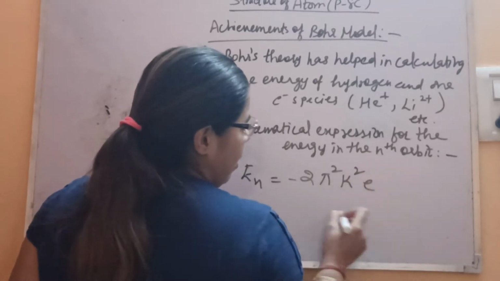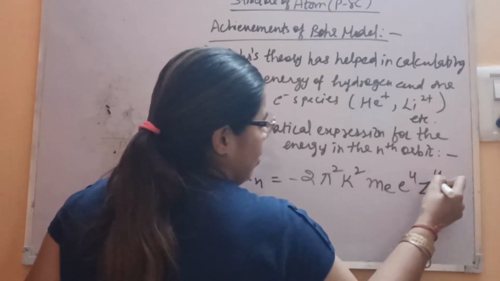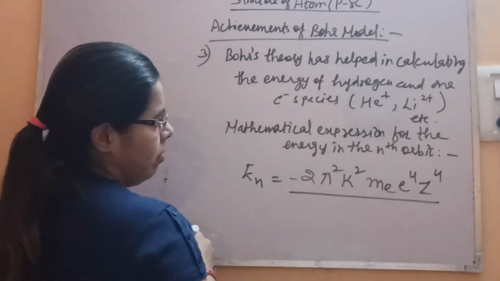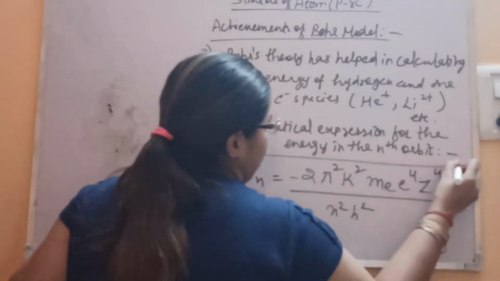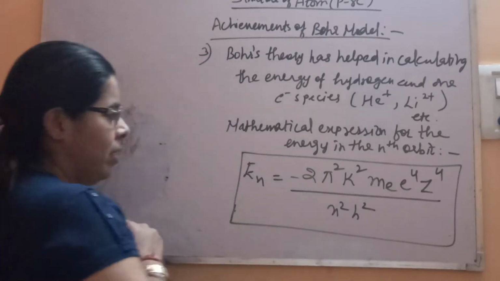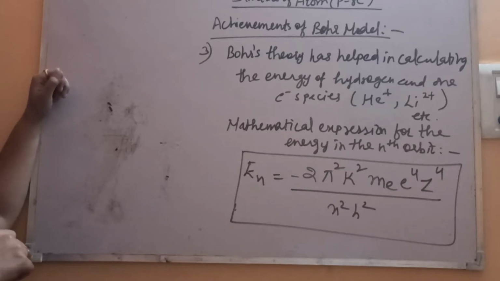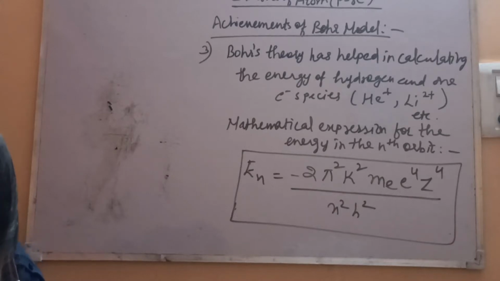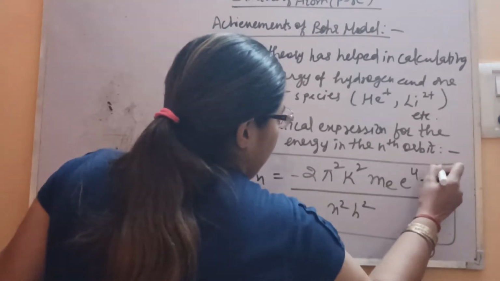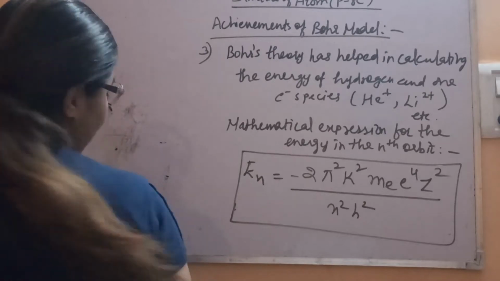Then mass of electron, fine. Then n square h square. So this is the complete expression, we can say the formula has come from the quantum theory. Okay, the theory is not in your syllabus, but this has come from there only. So, square. Okay, now let's see the meaning of the terms one by one.